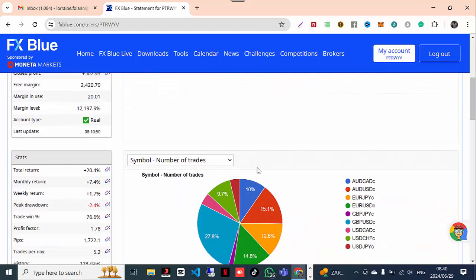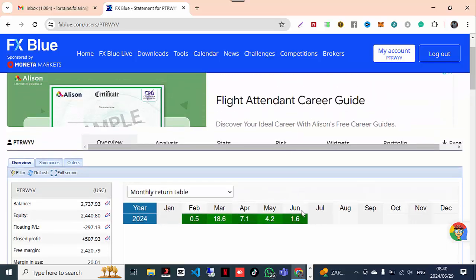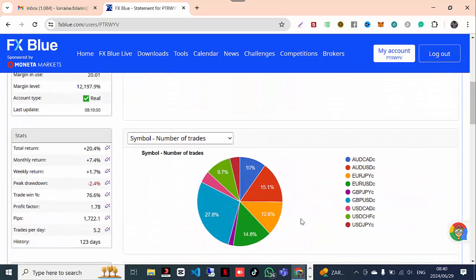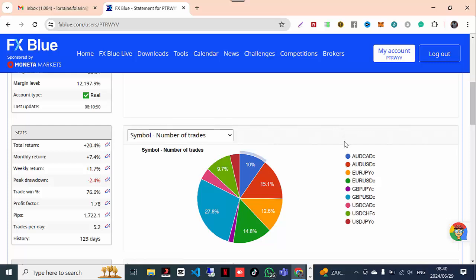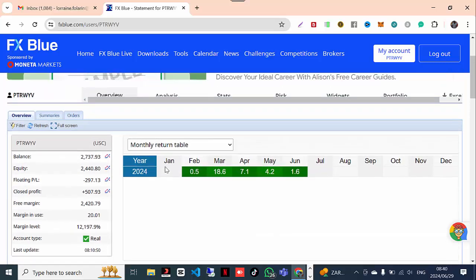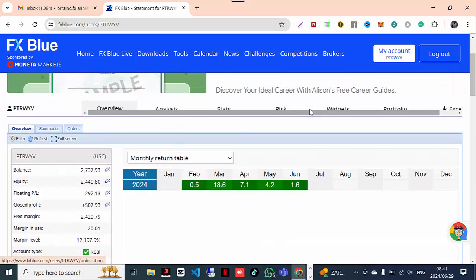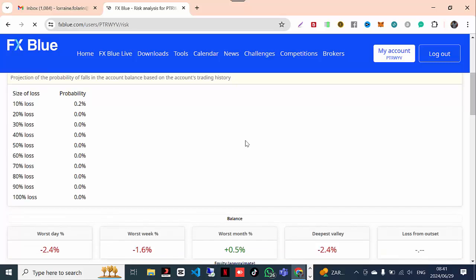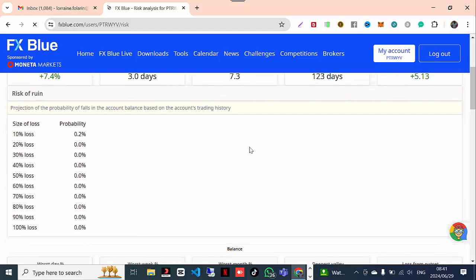The major thing I normally look at is my return over investment for the month, and the next thing is what I traded for the whole month. I also like to check my risk, to see the probability of the robot messing up the account. On this robot we can see that there is a 0.2% probability that it can lose 10% of the account, which is almost equal to zero. There's no feasible possibility that the robot is going to lose 10% of the account.